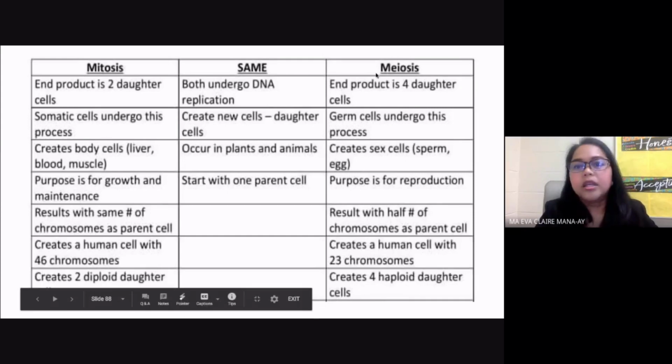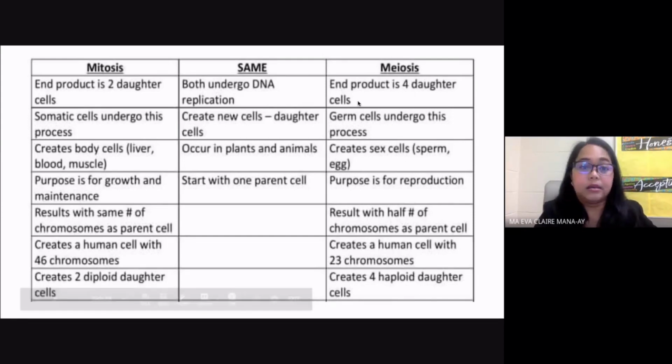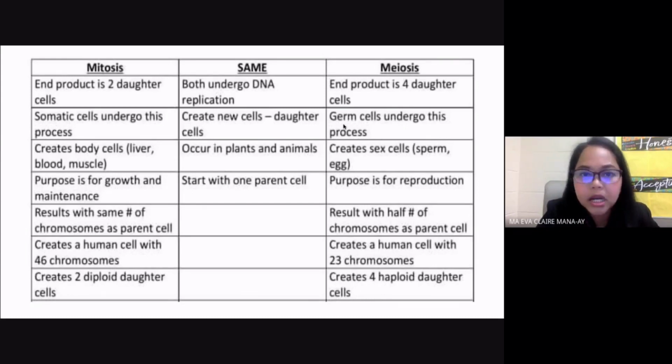Now, on the other hand, your meiosis, this would end up with 4 daughter cells. Instead of 2 for mitosis, you'll have 4 daughter cells. This is undergone by germ cells. When we're talking about germs here, we're not talking about bacteria. We're not talking about cells that would give us diseases. The germ cells that we're talking about here are the stem cells in your embryo.